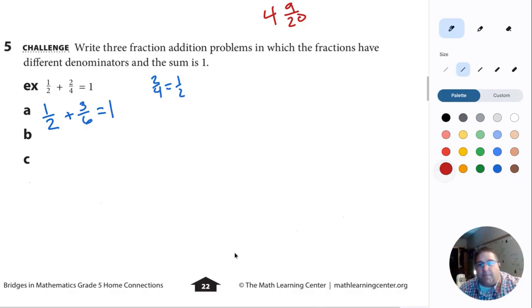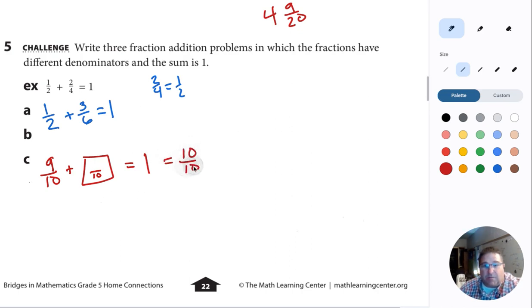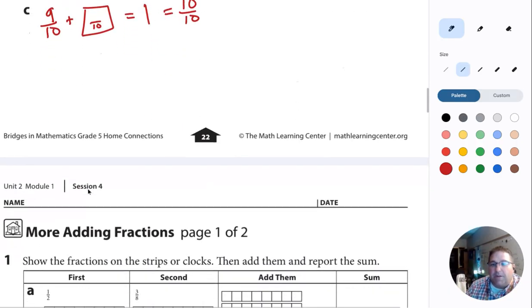Let's set one more up for you. What if we have 9/10 plus how many more tenths equal 1 whole? In other words, 9/10 plus blank tenths equals 10/10, right? Because 10/10 is the same as 1 whole. So have fun with that. Think of different ways you can get 1 for an answer.